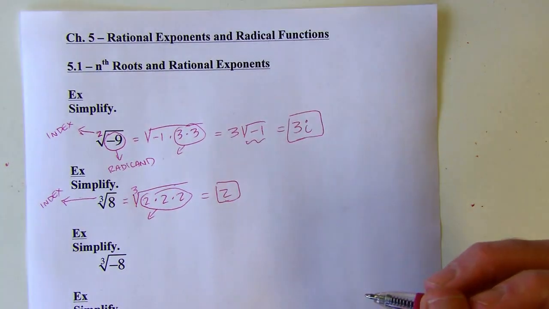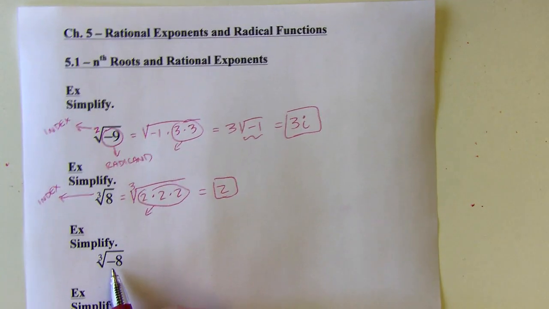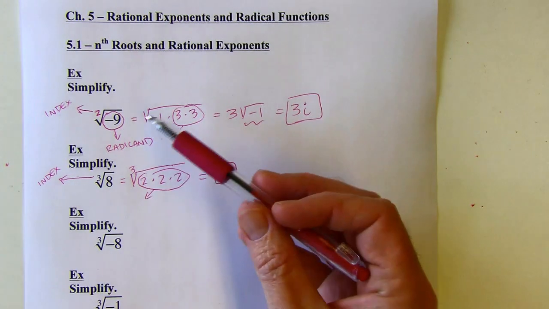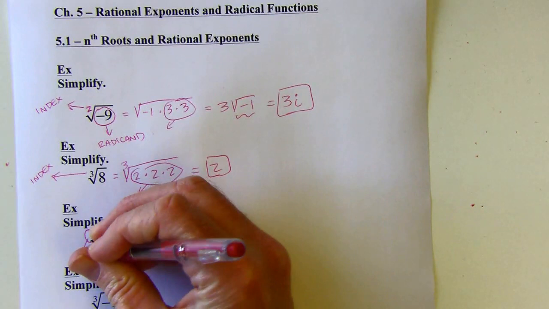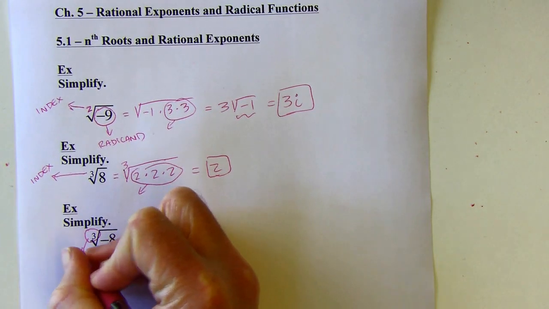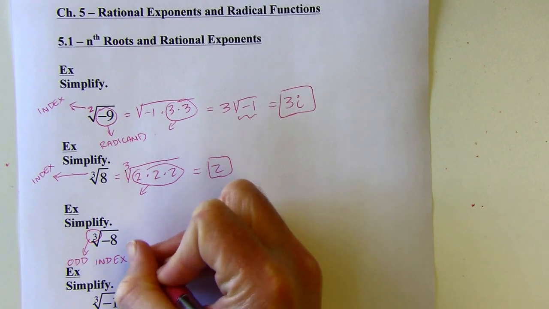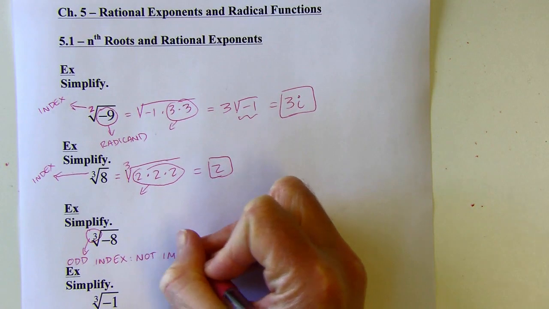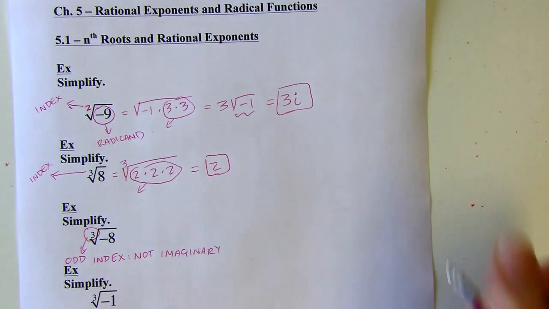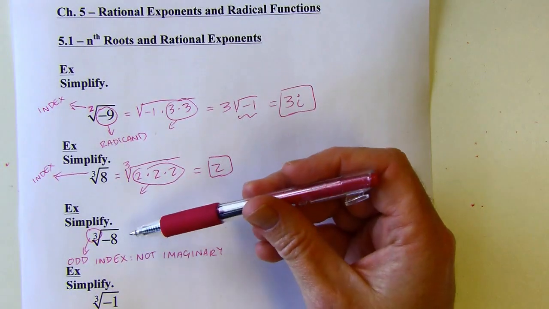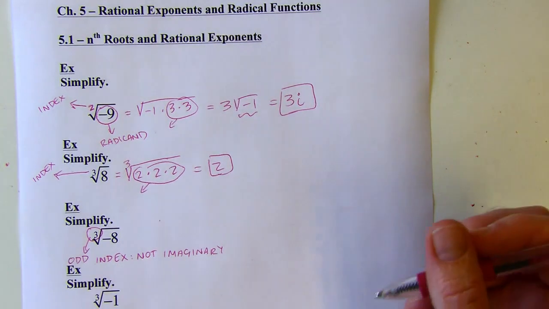Okay? So it's tempting to think that I'm going to get an imaginary solution on this next one because I got an imaginary solution for the square root of -9. But actually, when the index is odd like it is here, you're never going to get an imaginary solution. Because you can have something multiplied by itself 3 times and get a negative number, or 5 times, or 7 times, or 9 times. It's just you can't square something or raise something to the 4th or the 6th or the 8th to get a negative number.